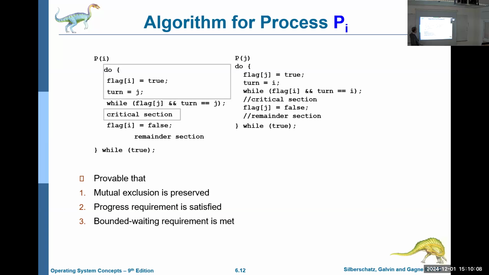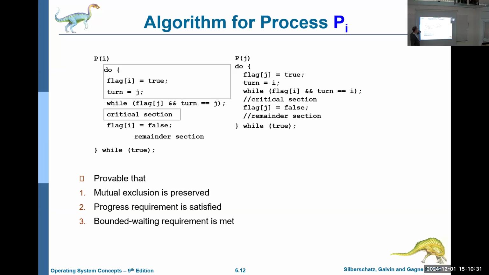And then, and here's the key point, I'll say flag equals false. Now, what does that mean? That means I am no longer interested. And that's where we see the idea of, what is that called? What condition do we meet when we do this? Progress. Because you see, I left and I said, I'm no longer interested. Don't let me be your obstacle.